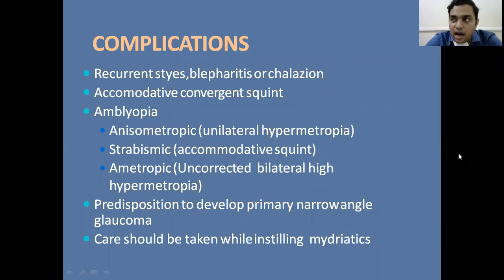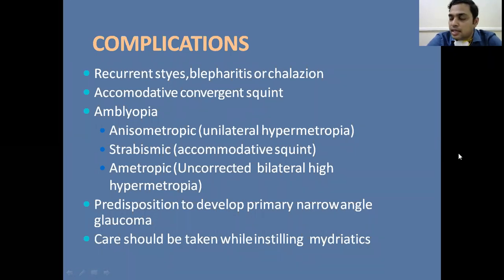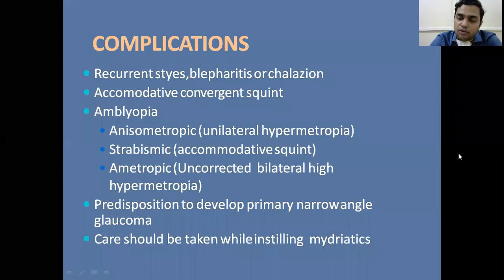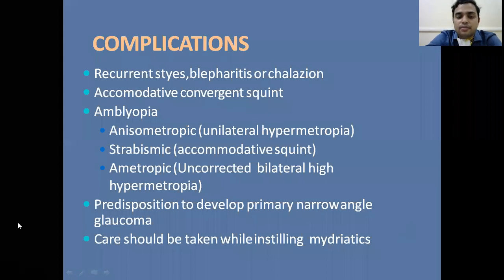And there is a shallow anterior chamber. These patients are predisposed to primary narrow angle glaucoma. Whereas in case of myopia, they are more predisposed to primary open angle glaucoma. The reason for primary open angle glaucoma in myopia is that, as there is a stretching of the sclera, there is a thinning of the retinal nerve fiber layer that leads to glaucoma. Whereas here the reason is the shallow anterior chamber. These patients are more prone to narrow angle glaucoma.